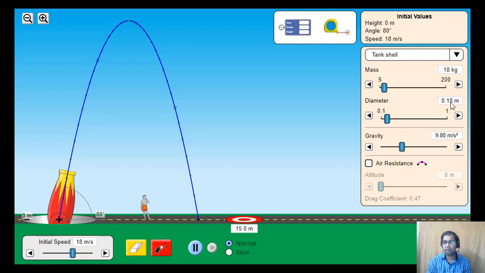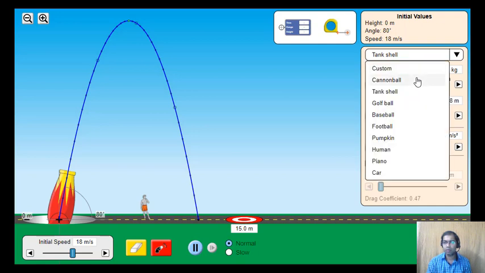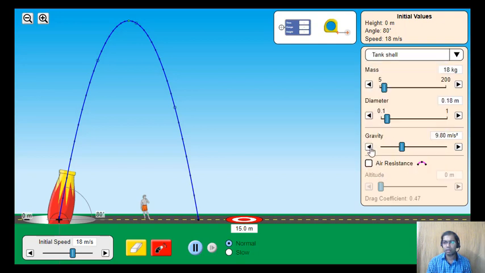The diameter we can keep the same as that of the cannonball. Diameter is not going to change, only the mass we will change. Acceleration due to gravity is 9.8. And let's fire. Okay, that too has traced the same path.